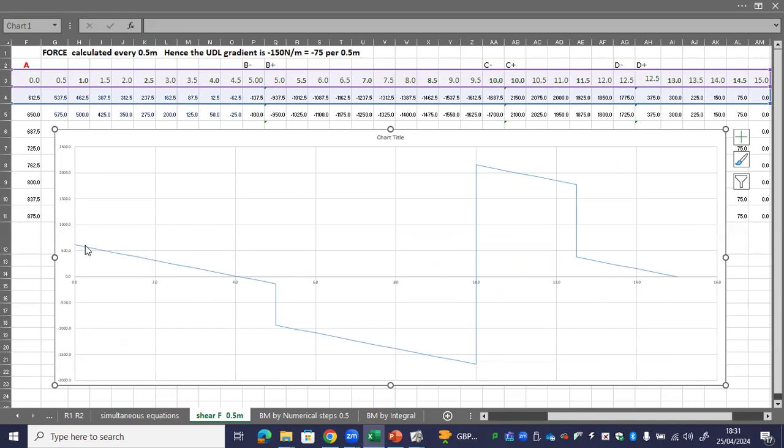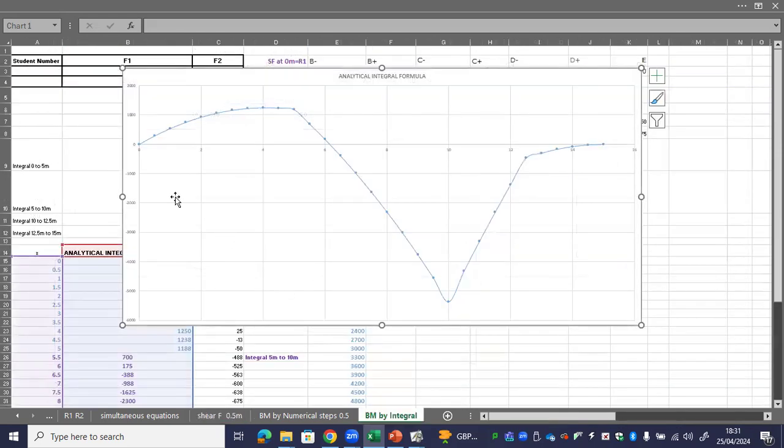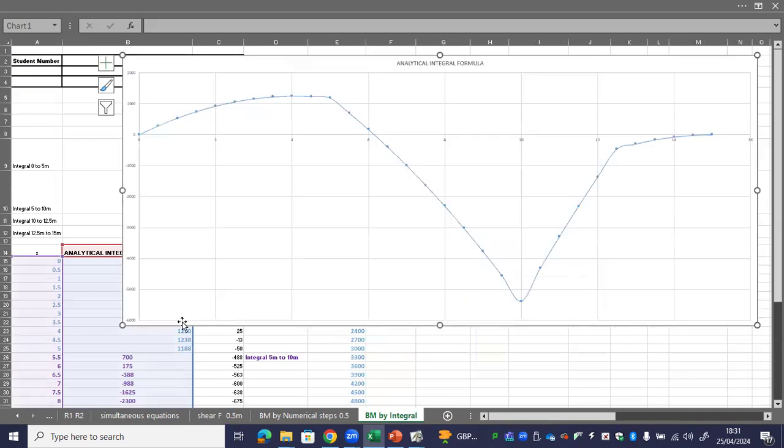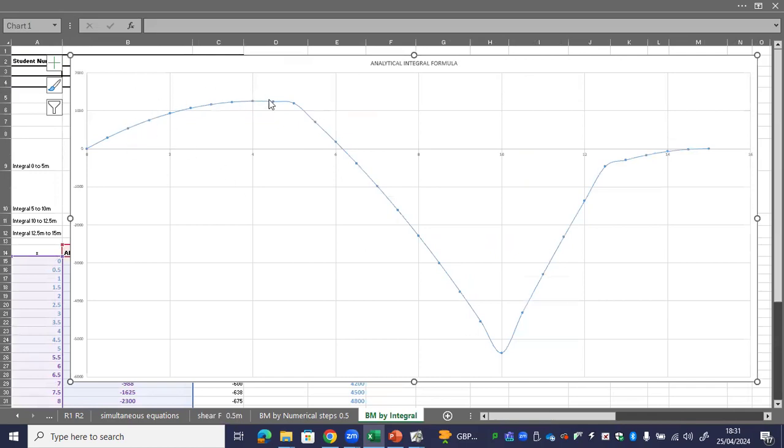If it wasn't linear and going up and down between the slices, then we wouldn't get the numerical to be accurate, but we would get a very good approximation. So if we look at our bending moment diagram here, we can see that it's been auto-generated through Excel. We can see it's got 4 sections. They're all x-squared functions, but they've got different formulas.